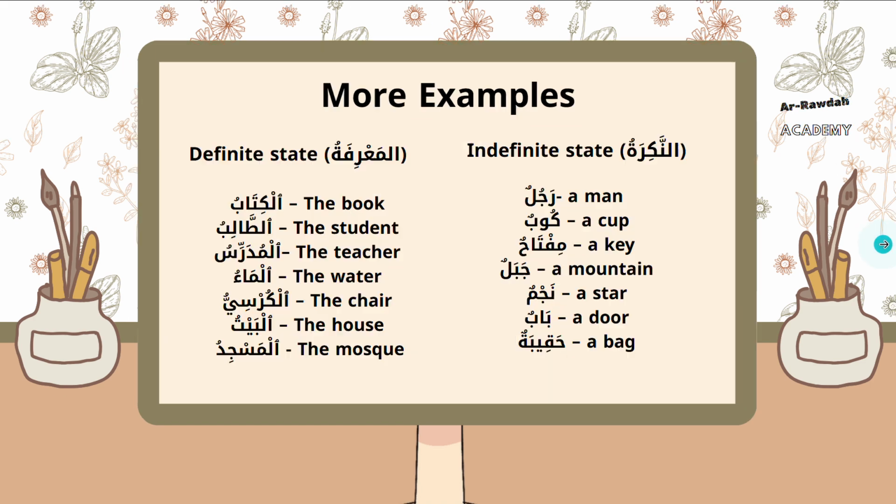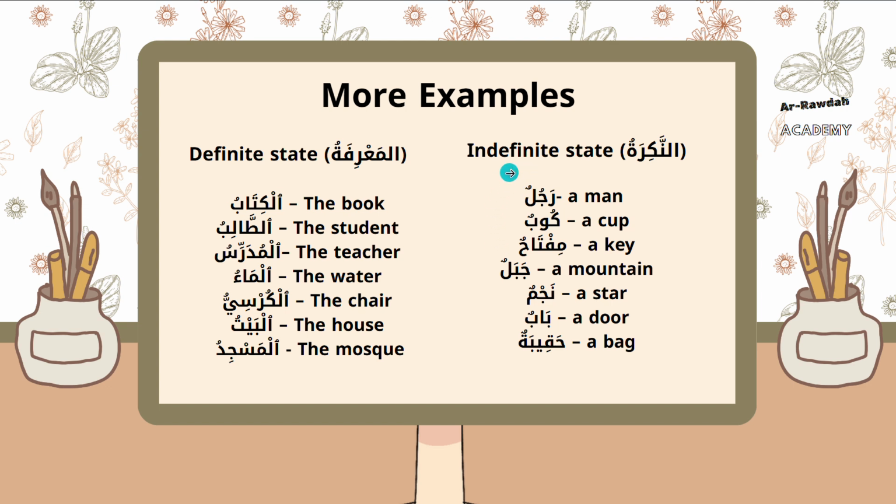So let's take more examples. We have nouns in indefinite case, an-nakirah, and we also have nouns in definite case, al-ma'rifah. So let's go. Rajulun, a man. Kubun, a cup. Miftahun, a key. Jabalun, a mountain. Najmun, a star. Babun, a door. Haqibatun, a bag.